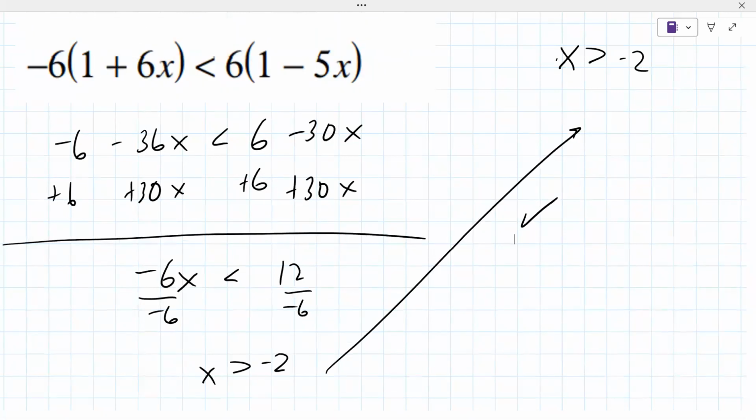All right, very good. Okay, so the next types of problems that you're going to see are the and and the or. Let's see if I can find some here.